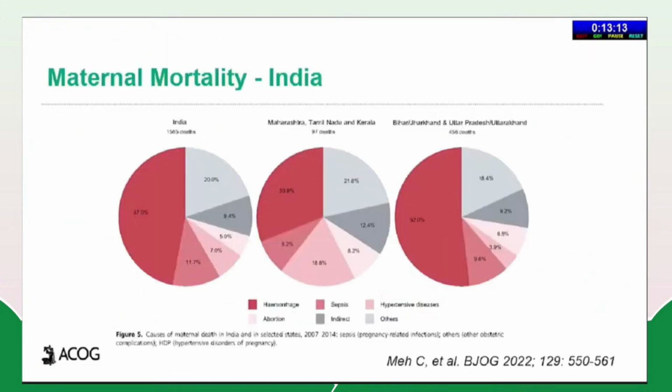I also looked at India, and this is from data from a 2022 publication, and obviously the causes are similar to what we're seeing in the US, but with slightly different percentages. And here you can see, at least based on this study, in India, hemorrhage is a leading cause of maternal mortality. And we've heard several talks at this meeting addressing hemorrhage.